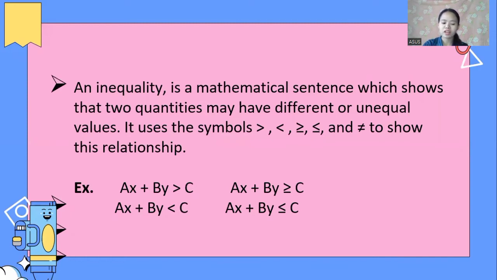When we say linear inequalities, they are written in different forms. Those forms are ax plus by is greater than c, ax plus by is less than c, ax plus by is greater than or equal to c, and ax plus by is less than or equal to c, where a, b, and c are real numbers, but both a and b are not equal to 0.